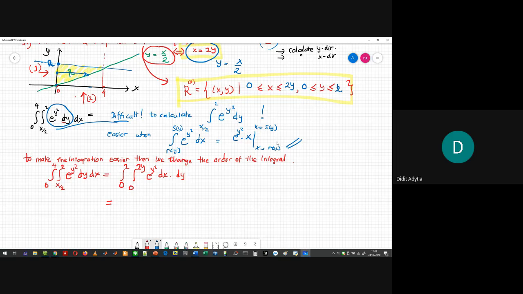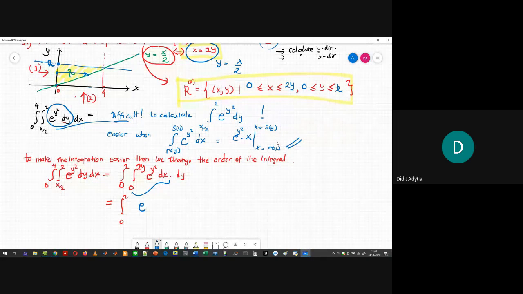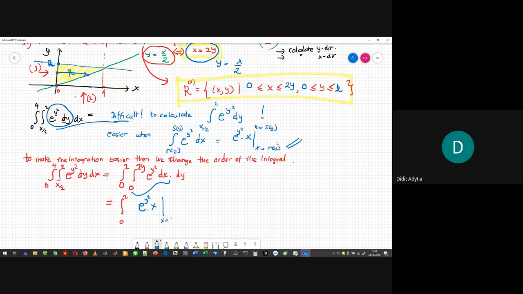Okay. Now, we calculate this one first. So, this is from 0 to 2. I will use blue one. Ini saya integrate. Kita integrate berdasarkan x, with respect to x. And then e to the power of y square times x. Simple. Integration is very simple. It's from 0 to 2y, times dy. Okay, this is the same.